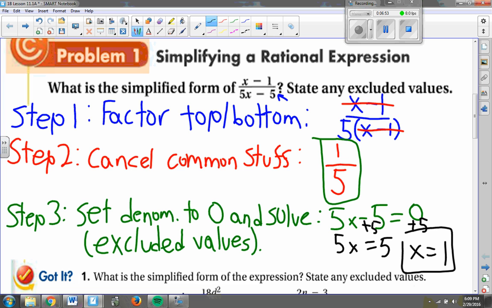So my final answer for this problem is that the simplified form is 1/5 with an excluded value of x equals 1. Or, the way we say excluded, we just put a slash through the equal sign, which means x is not allowed to be 0. Or sorry, excuse me, x is not allowed to be 1. Not equal to. We slash through the equal sign to say x cannot be 1. Okay? My simplified form is 1/5, but x cannot be 1 in my original expression.